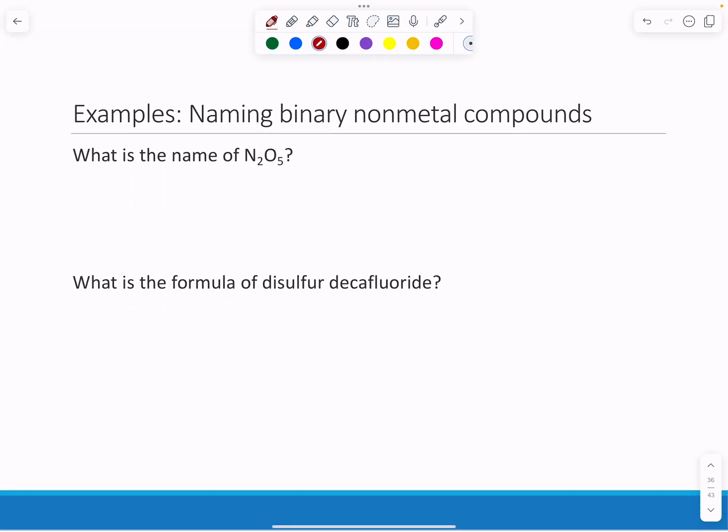So let's just do a couple of examples here. All right, so what's the name of this guy here? Well, we've got 2 of the first element, so that's going to be di. And the element itself is nitrogen, so dinitrogen. And now we need to know how many oxygens we have. So we have 5, so that's penta.